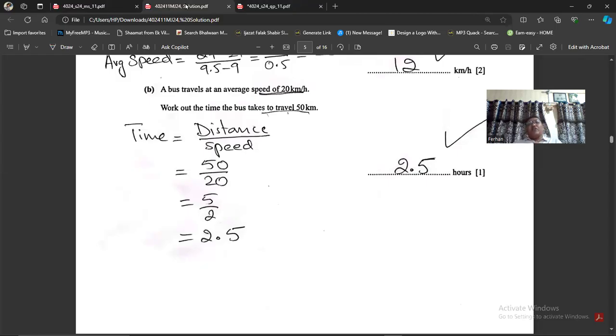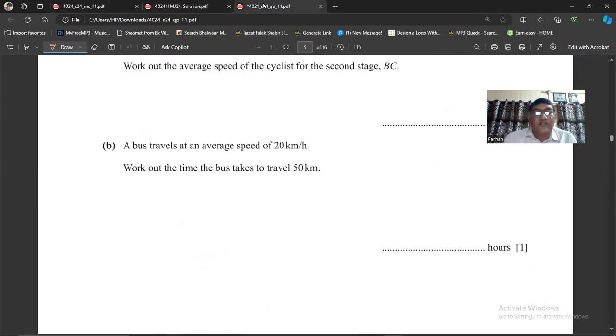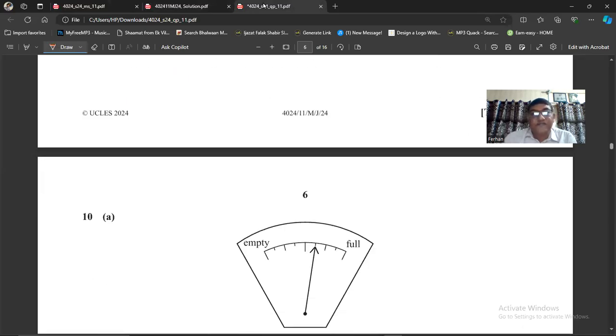So the distance is 50 kilometers and the speed is 20 kilometers per hour. So 5 by 2, then 2.5 hours. So it will take 2.5 hours. So our answer is right. Question number 9, B part. This is how we have done it. So now we are going to the next question.